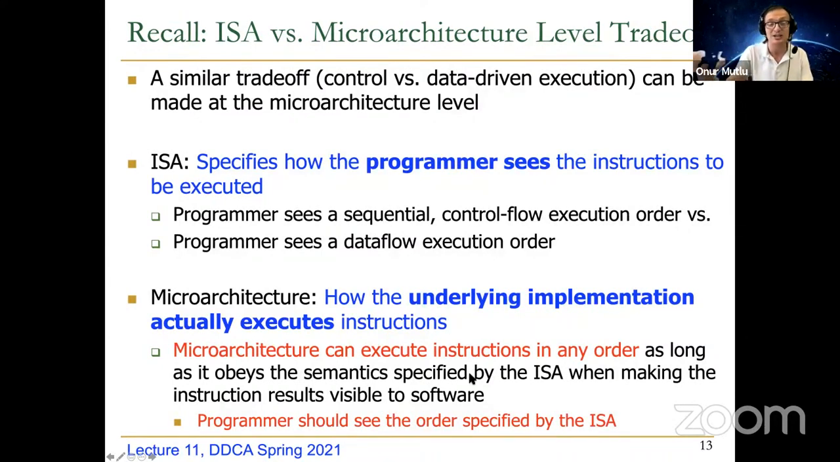Certainly, you can combine the idea of branch prediction with data flow, because if you want to execute some part of your data flow chain faster, you may want to predict values and predict branches, right? Okay, so this slide, as I said, you can make the trade-off at the microarchitecture level. And as we said in lecture 11, microarchitecture can execute instructions in any order, as long as the programmer sees the order specified by the ISA. And that's what out-of-order execution is.